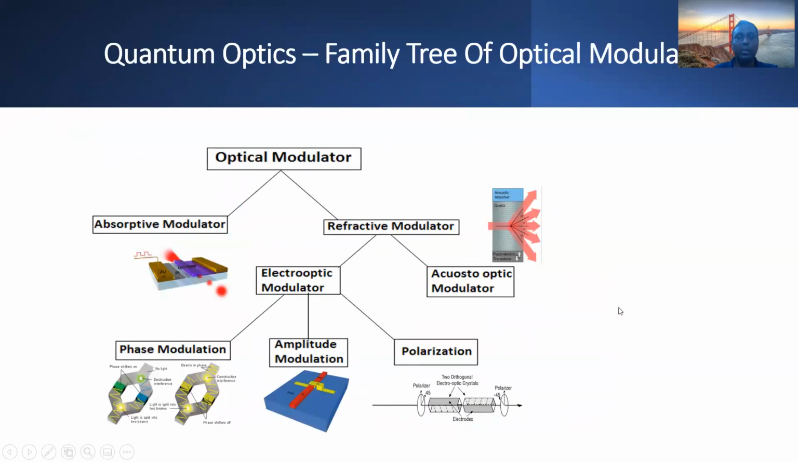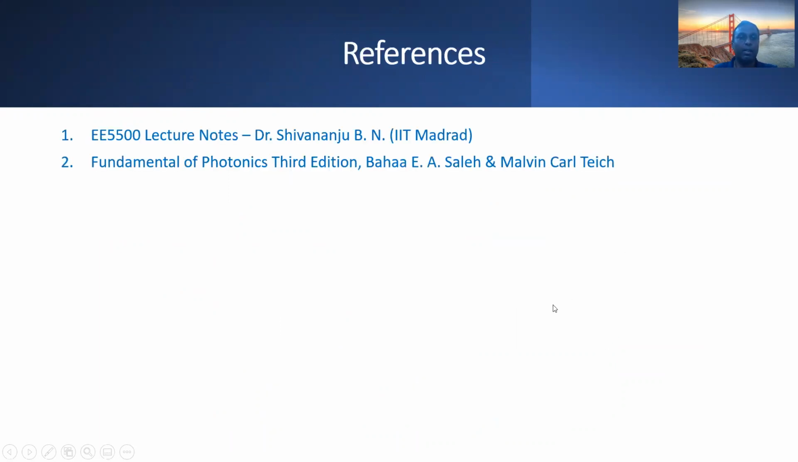The family tree of optical modulators has absorptive modulators as well as refractive modulators. Under the refractive modulators, there are electro-optic modulators and also acousto-optic modulators. Electro-optic modulators include phase modulators, amplitude modulators, and polarization modulators. All right, that concludes my presentation on introduction to photonics.